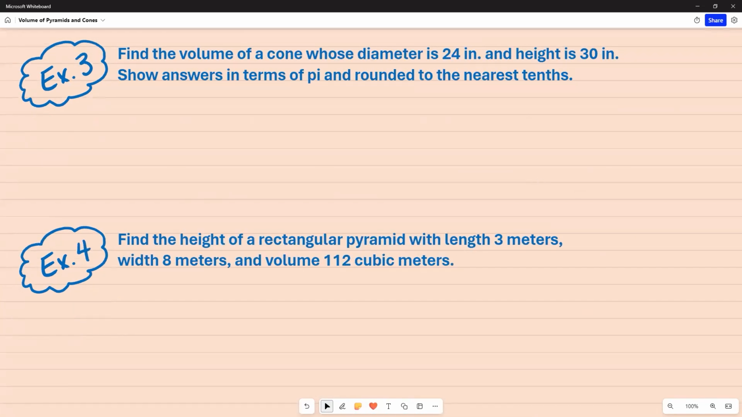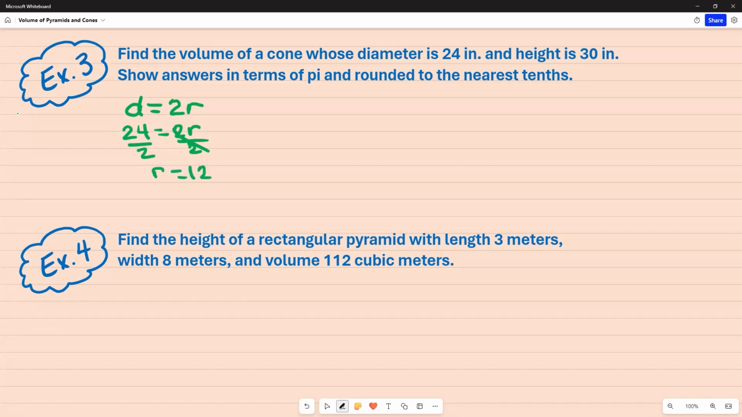Example 3, find the volume of a cone whose diameter is 24 and height is 30 inches. We're going to show our answers in terms of pi as well as rounded to the nearest tenths. For my diameter, what I know is that it's going to take 2 radii to equal that. So I'm just going to substitute, D is going to be 24, and I'm trying to find my radius. What's stopping R from being by itself? Well, 2. So I have to divide both sides by that 2, and that gives me my radius. So my radius is 12.